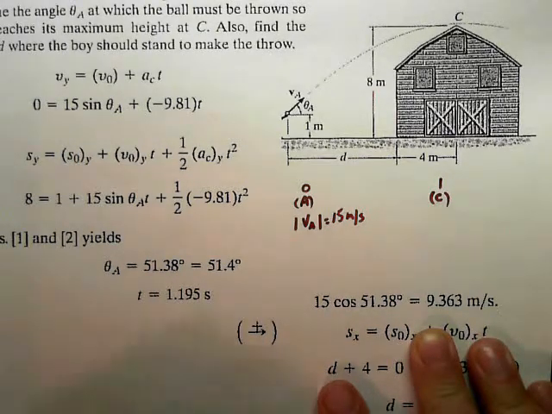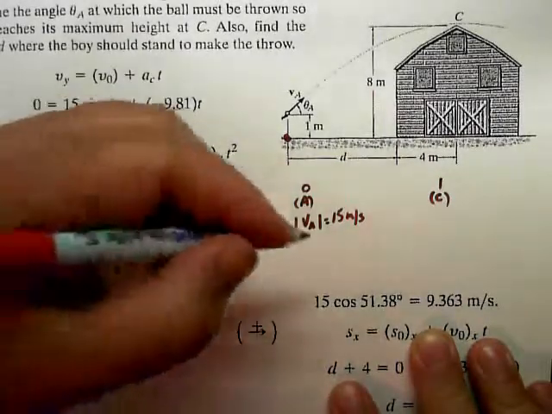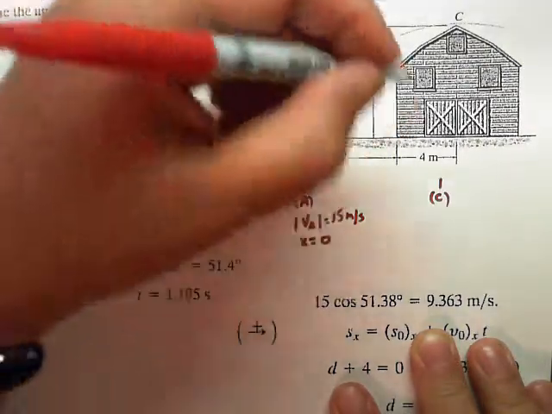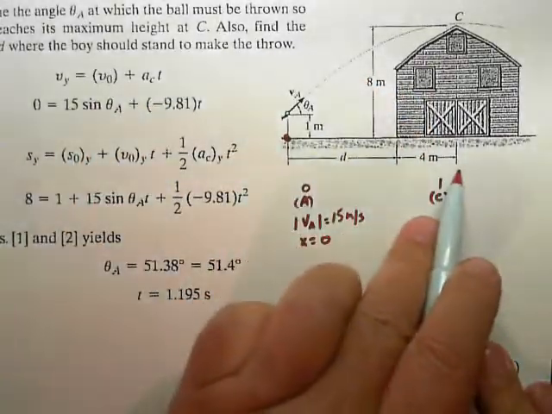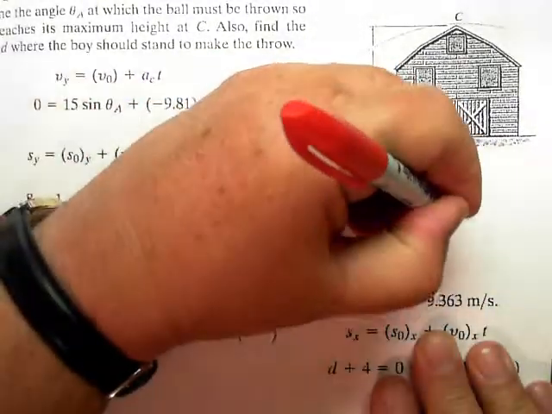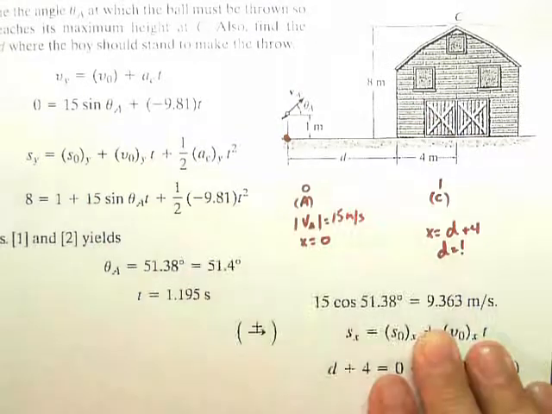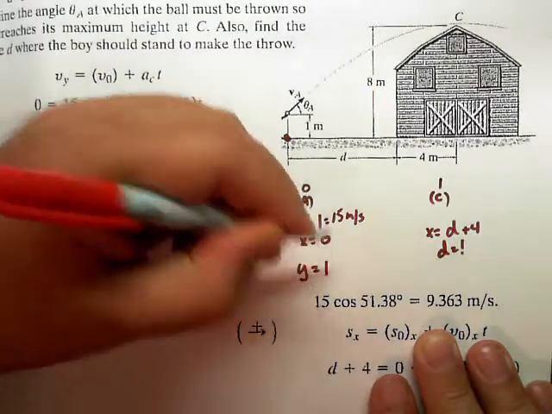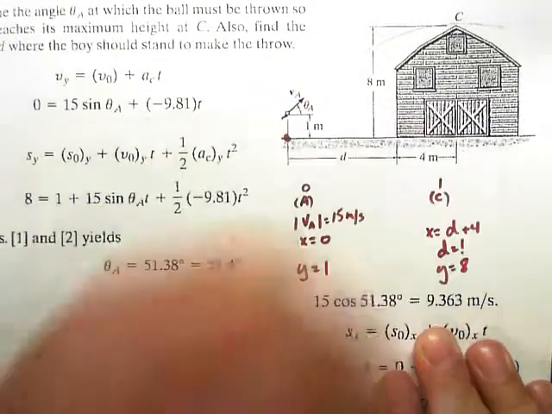And we need to make some choice on origin. I'm thinking we'll probably put the origin right there at the bottom, so that at that point x equals 0, and at the other point x is equal to unknown, but it's d plus 4 with d unknown. And at the starting point, y equal 1. At the final point, y equal 8.